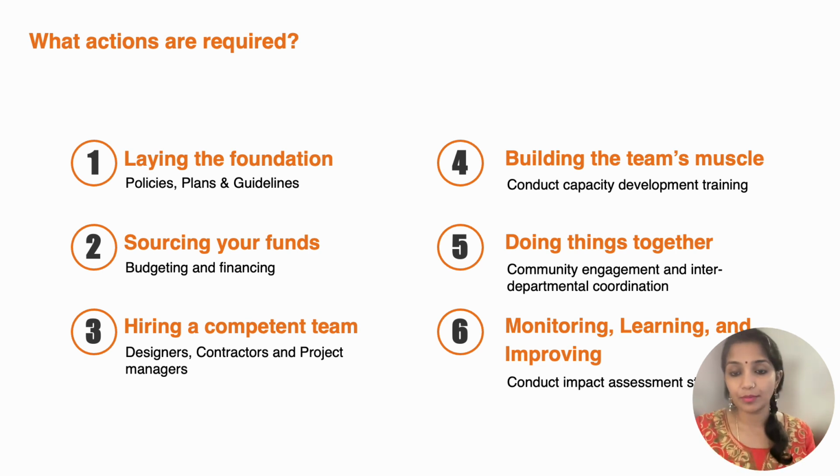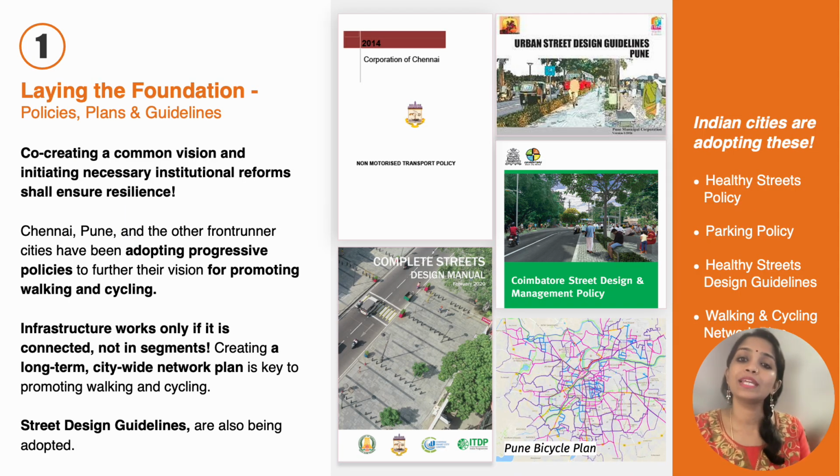over and through this entire project, ensuring that we implement these projects by bringing in the voices of all the users, including our vulnerable users, and doing things together through community engagement externally as well as through interdepartmental coordination in discussion with the different other departments that will be working on our streets. And finally, monitoring our work, learning from the impacts and the feedback that we receive, and improving our work when we start doing the next round of streets. So let us dive into each of these actions and understand what they truly mean.